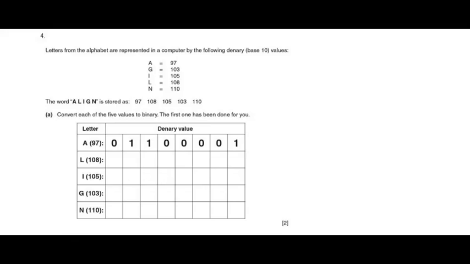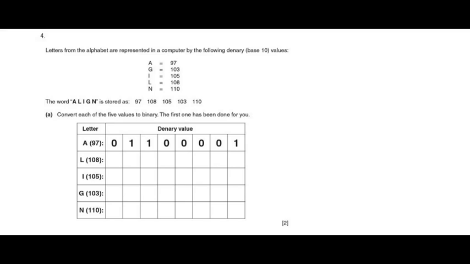Okay, now let us move on to the next question. Letters from the alphabet are represented in a computer by the following denary base 10 values: A equal to 97, G equal to 103, I equal to 105, and so on. Some alphabetical characters are given with their corresponding ASCII codes.